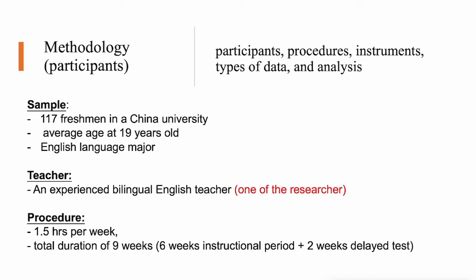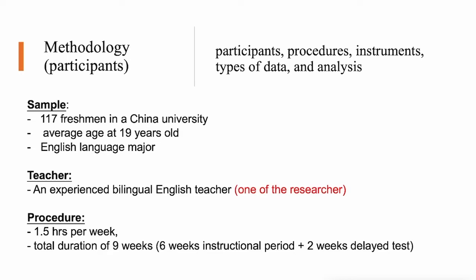The first one is methodology. This experiment adopted a quantitative research method because they use data to present research findings. I would like to explain methodology from 5 aspects: participants, procedures, instruments, type of data, and analysis.